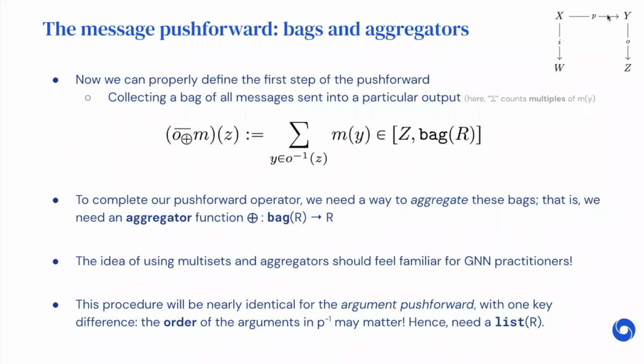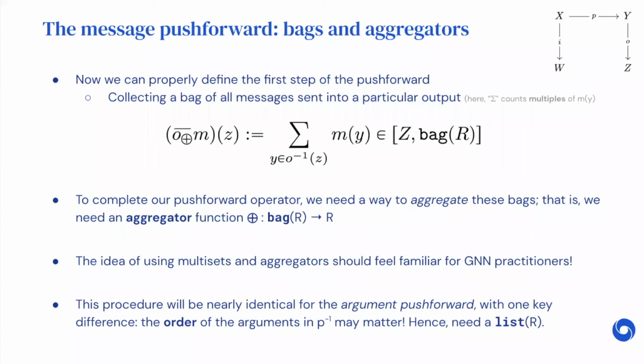And once you have this formalism, now we can actually define the first step of this push forward. So imagine I have a message function M, which maps the Y space to the reals. The first step of pushing forward along the O arrow is to compute basically a direct sum of all the messages in the pre-image, right? Now, this sum, you can treat it as a direct sum that counts multiplicities, right? So it just builds a bag of all these messages where if you see the same message twice, you just give it a coefficient of 2, for example, okay? And now once I have this bag of R's, I can reduce it to just one R using some aggregation function that looks at the bag and gives me just one R, okay?